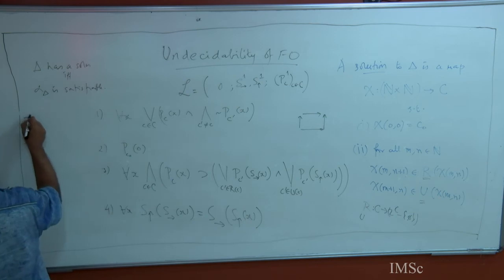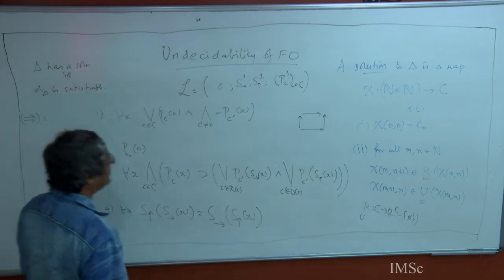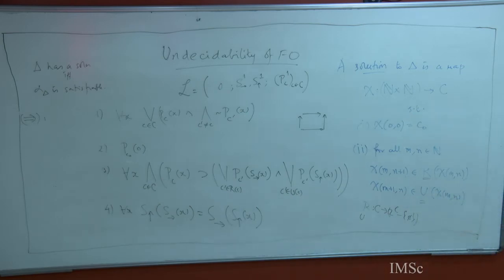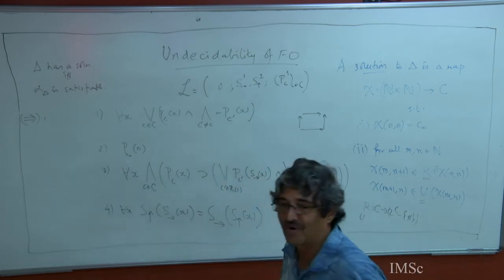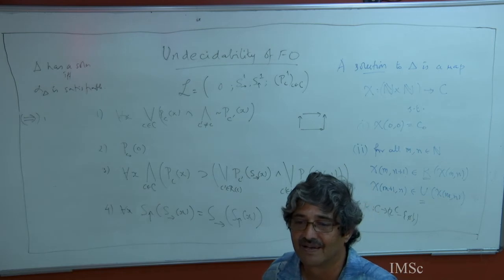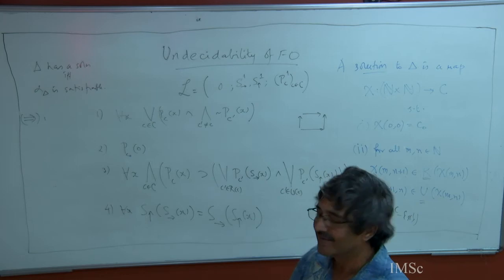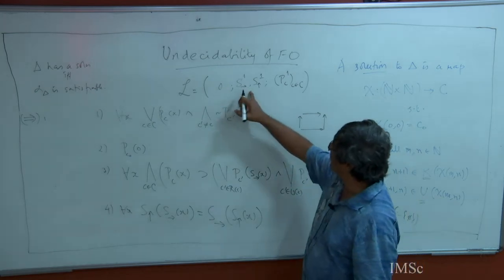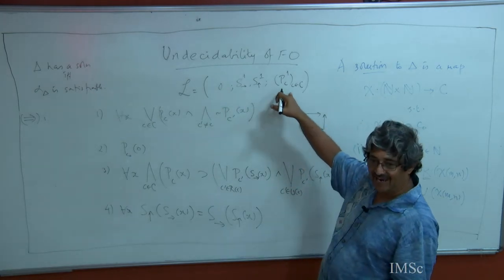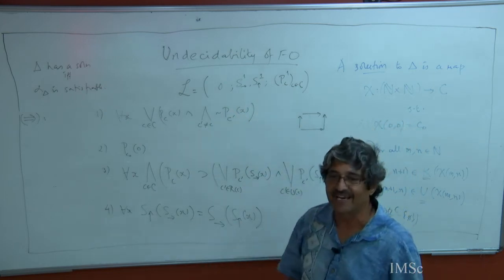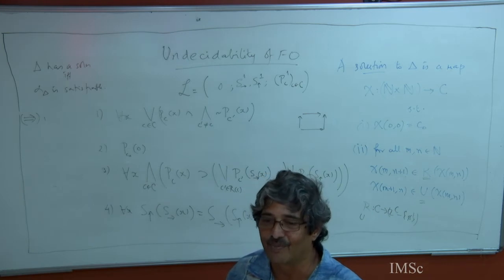Okay. How does the proof go? Suppose delta has a solution. Then I have to show that this formula has a model. What is the model for this formula? A model for the formula is a domain with an interpretation for each of these and an interpretation for the colors in such a way that it satisfies all of them. Tell me the interpretation. What is the domain?